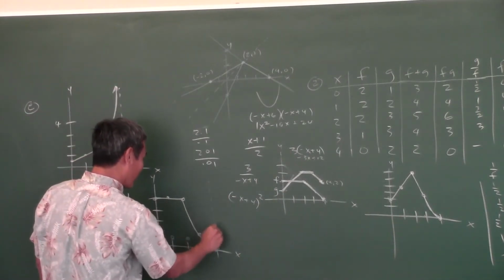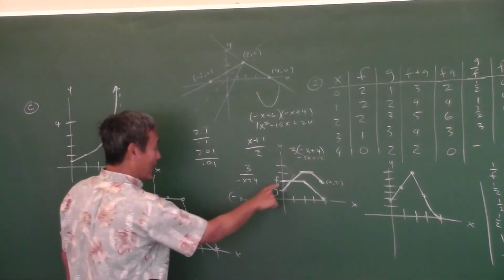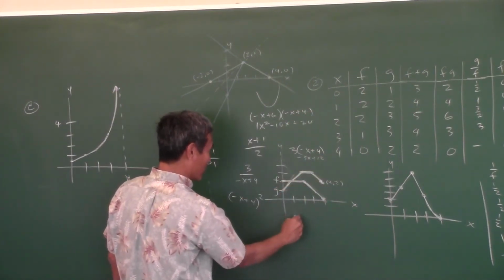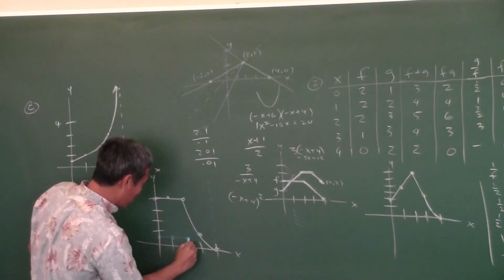Probably there's going to be a vertical asymptote there. So, again, f is constant. Remember, it's 1 over f. What is 1 over 2? 1 over 2 is constant. So, all along here is constant.